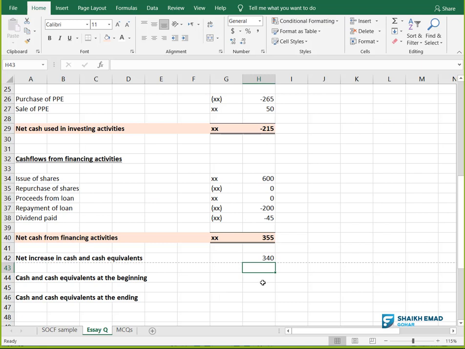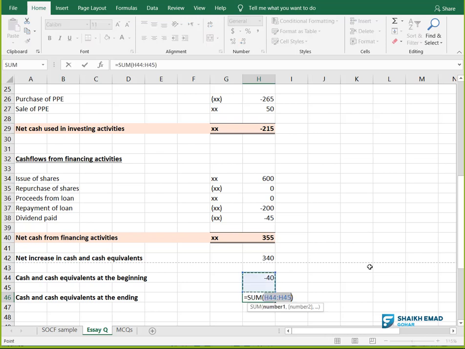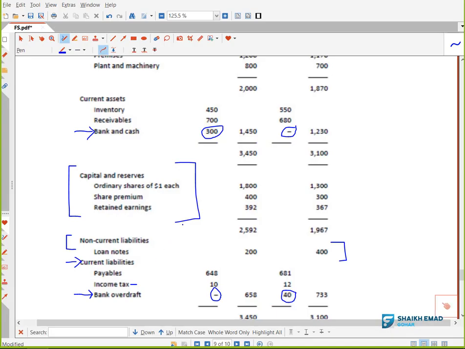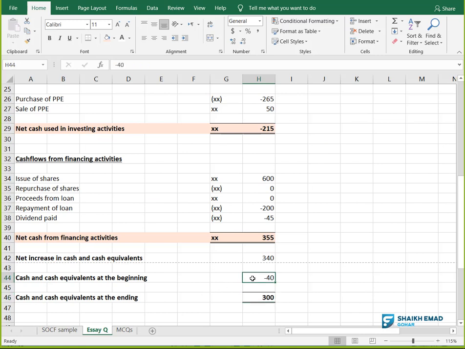Getting it, everyone? So my opening was minus 40. My closing should be how much? 300, and which is 300 by the way, and hence proved that you have created the cash flow statement properly. Getting it? So 300 is what? 300 is this figure, 300. See this one. So we have reconciled the balance, that from minus 40 how we went up to plus 300. Okay, so this is the art of cash flow statement. Please write yes in the chat box if you got the point.